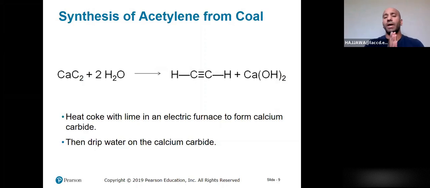Here's the experiment of basically using acetylene in welding. You will basically start with anthracite coal with lime, and heating it up, it will form calcium carbide. Throwing water on calcium carbide will release acetylene plus calcium hydroxide. That's an experiment they usually used industrially. We don't do it in lab for the purpose of releasing acetylene, obviously.